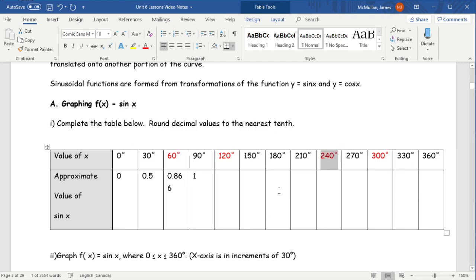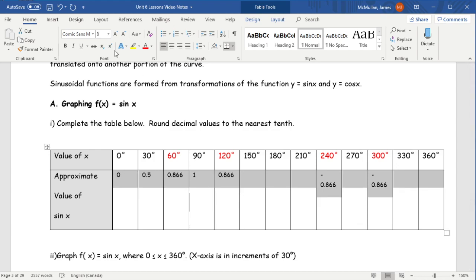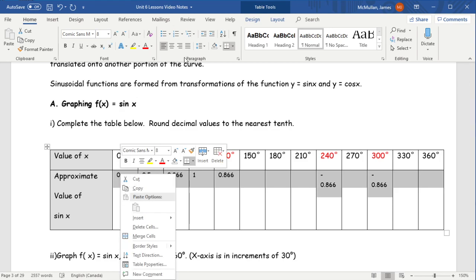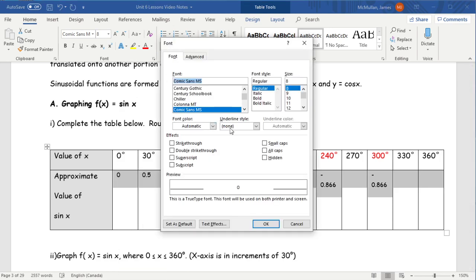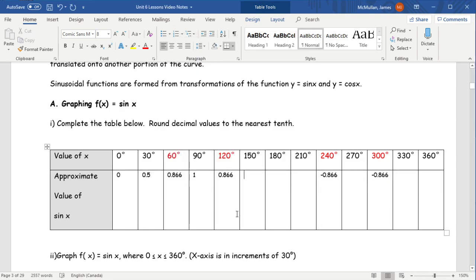We did this one last unit. And if you remember, the numbers were, or you can just use your calculator for this, 0.866, then negative 0.866, and negative 0.866 again. I'm going to drop the font size a little bit to see if I can get these to fit on one line. Just condense it a bit. Okay, there we go.